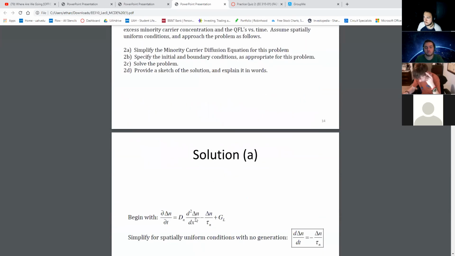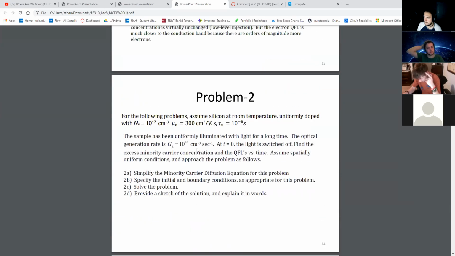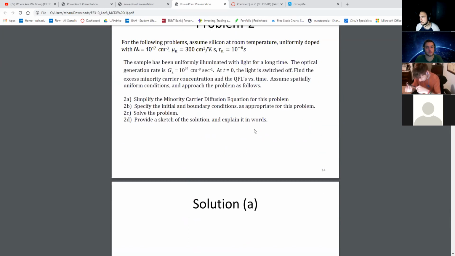Anytime you see words like uniform and everything, you're probably going to end up with no spatial dependence. So you get to get rid of this part. This whole thing just goes away. So the words uniform throughout the volume, all that stuff, gets rid of your spatial dependence. But then here it says light is switched off. So this GL goes to 0. It's gone. It's no more light.